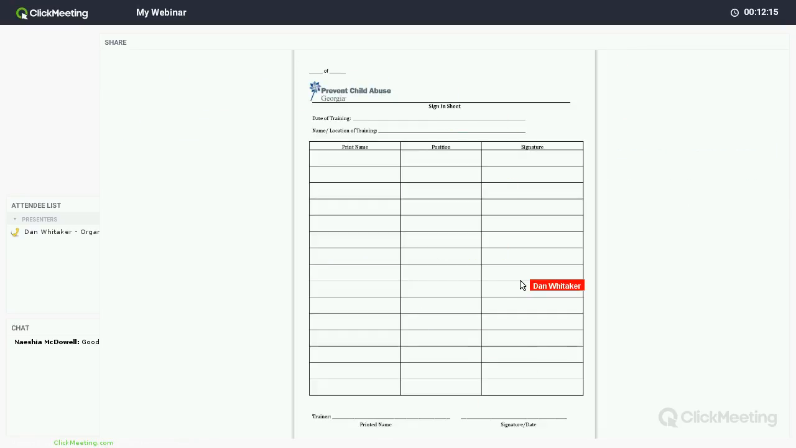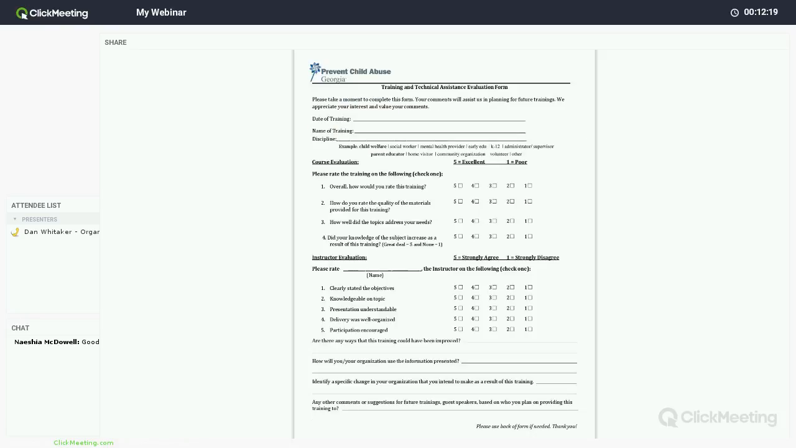I have a sign-in sheet if you would like one. This is just to keep track of who attended. Here is the mandated reporter training evaluation. This is required for all of your trainings. Make sure that you print one out for every one of the people that are going to be attending, or you have extras just in case. You can do this yourself, or you can ask the organization to print these out for you.